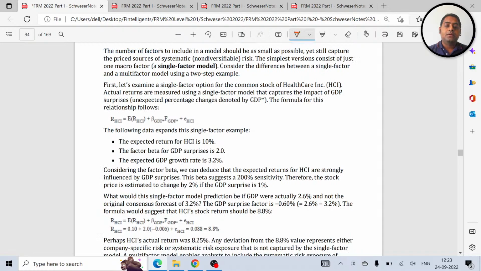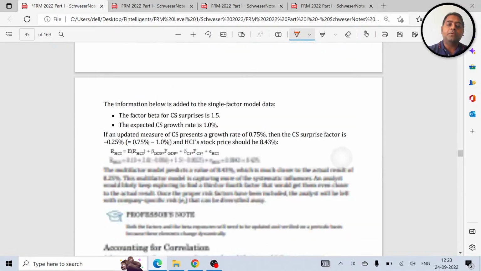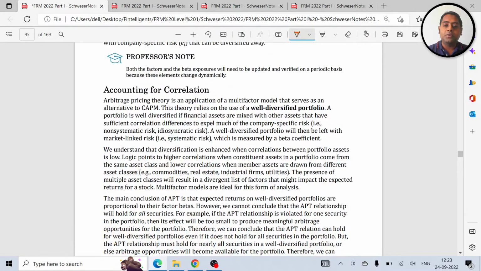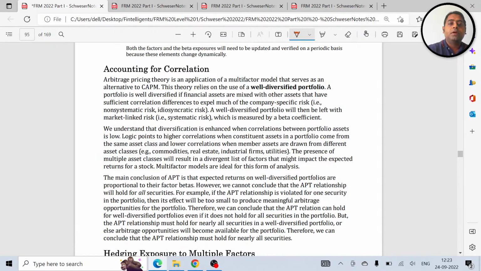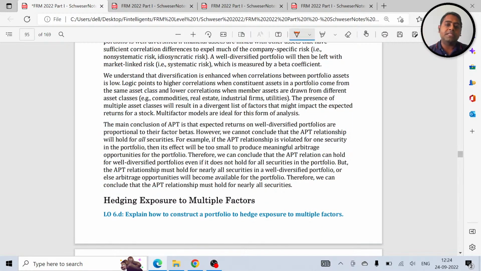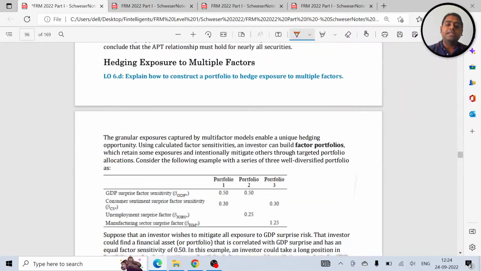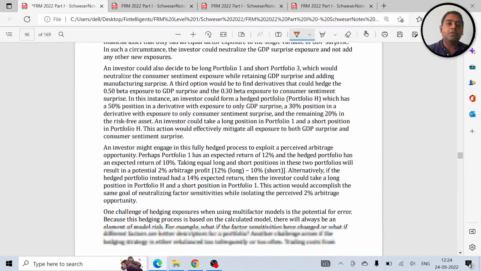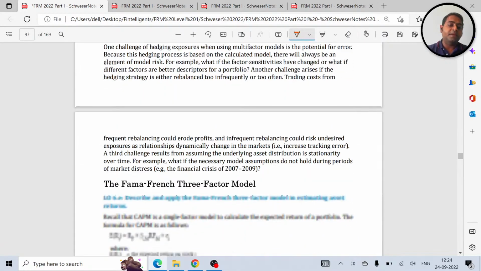Next is more or less an example. I don't expect any specific question to be coming over here. The accounting for correlation part can get tested, marking it as star. So please make sure that you read the concepts properly. Hedging part, not heard heavily tested from the APT perspective.